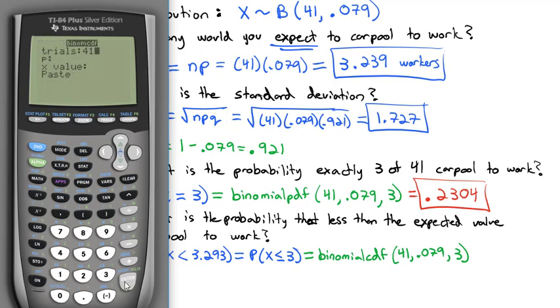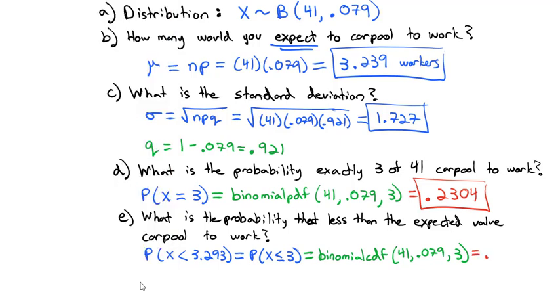I have 41 trials, 0.079 is my probability, and my x value is 3. And when I hit paste, it's going to put those numbers in for me. Again, if you don't have the prompts, just put those numbers in separated by a comma. And when I hit enter, it's going to tell me the sum total of all the probabilities of 0, 1, 2, or 3.